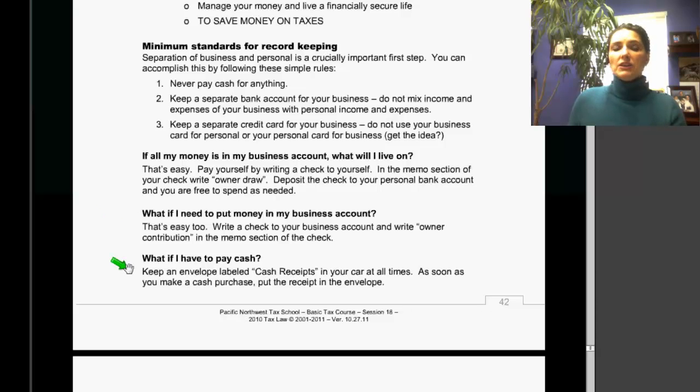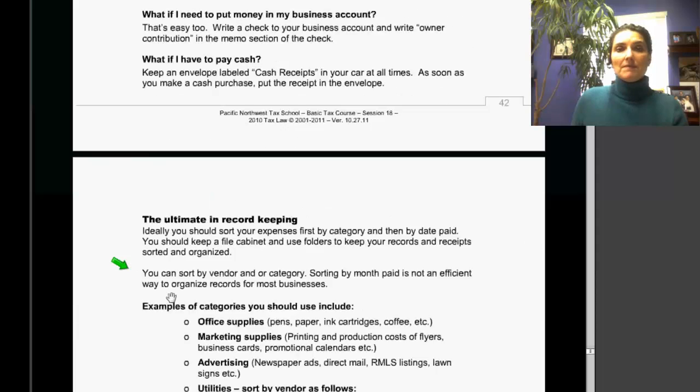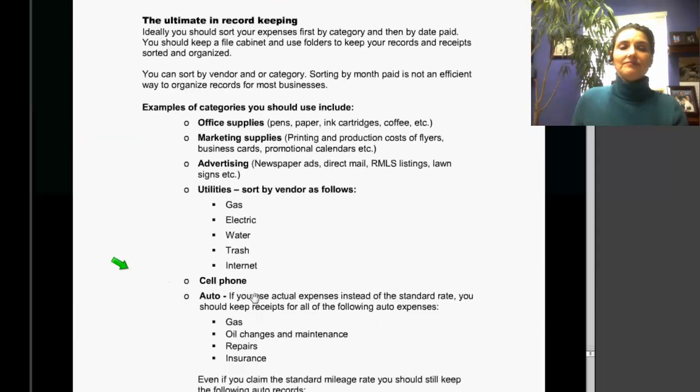Now, what if I have to pay cash for something? Because that does happen, where you're in a place that doesn't accept credit cards and they don't accept checks, so the only thing left is cash. Well, I guess you pay cash. But if you pay cash, you should keep an envelope in your car labeled cash receipts. And as soon as you make a cash purchase, put the receipt in the envelope. That way you don't lose it.